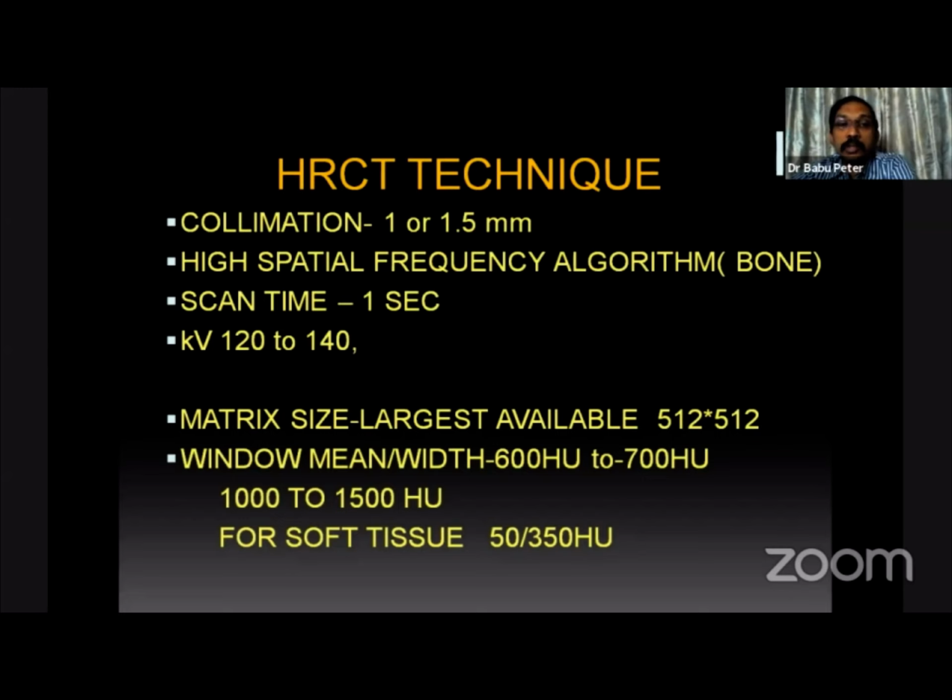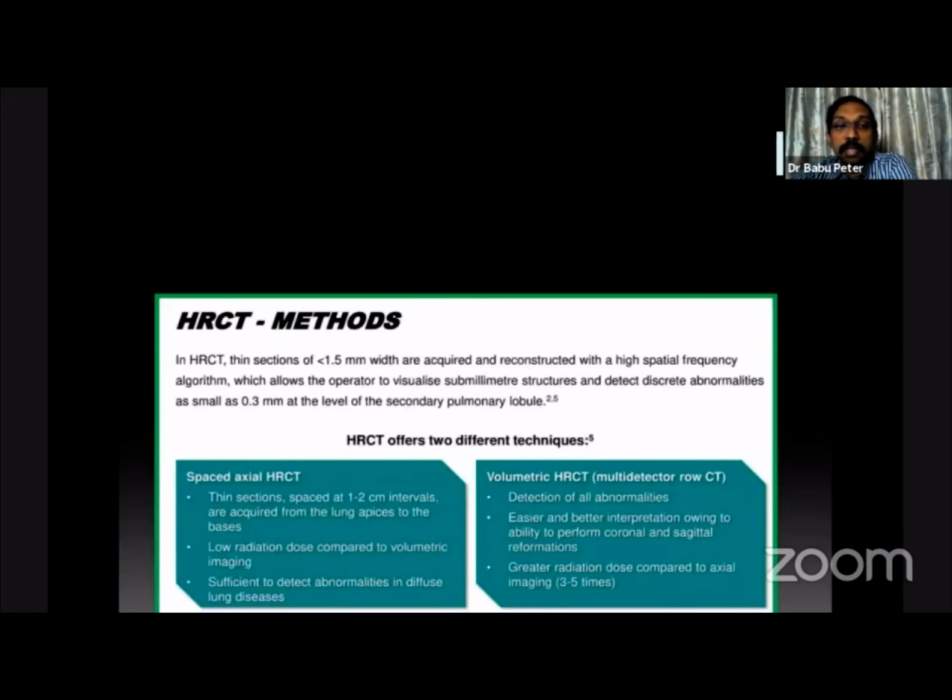So the collimation is usually very thin, 1 to 1.5 millimeters. A high spatial frequency algorithm is used, and generally a kV of 120 to 140 is used. And a very high matrix, just the largest available matrix of around 512 by 512, is used. Usually the window mean and window width depend upon the vendor and the machine. And sometimes the mA is used as 120 to 240. Low dose CT is also preferred when we need to evaluate follow-up scans.